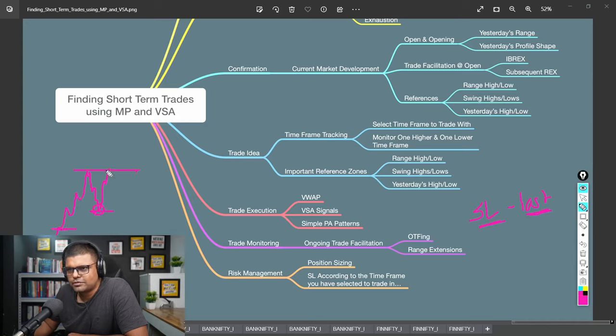You put your initial stop here. Market goes to this previous high. You move your stop up. So that was the stop loss initially, and now your stop loss is here. Now the market comes down and your stop loss is hit and you got out of the trade. This is the last point of your trade. So your trade was initiated here and your trade ended here.